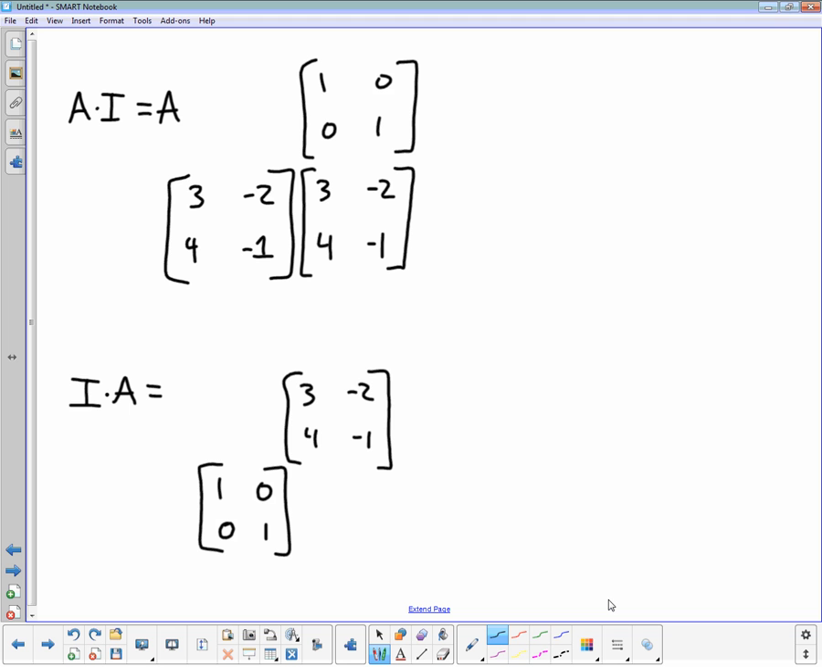Now, we do this 3 and 0, 0 and 4, -2 and 0, 0 and -1. So the identity matrix will commute. It's one of the few that does. All right. Now, here's where the fun begins.